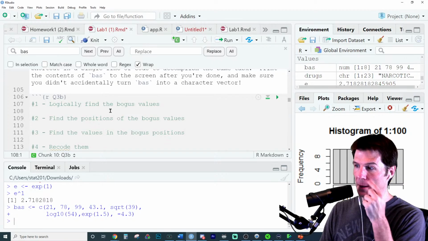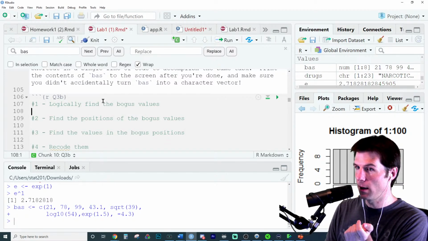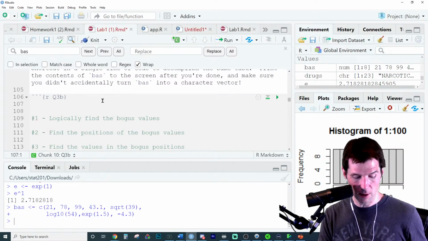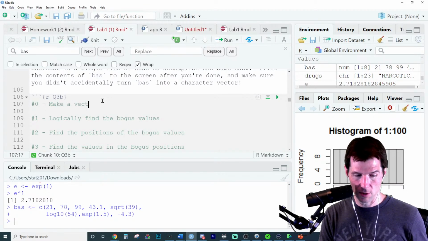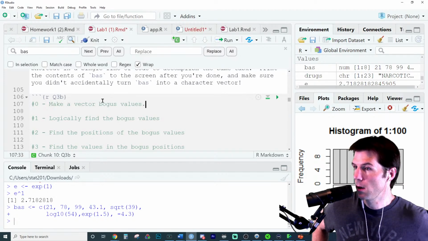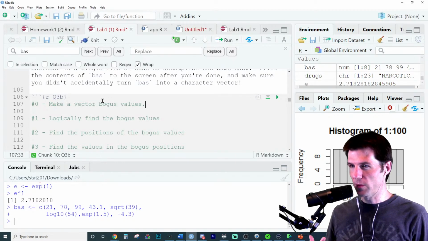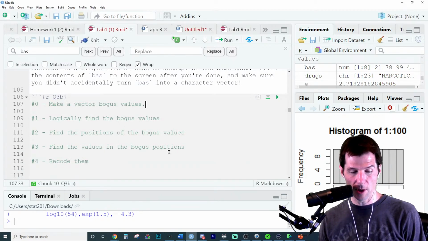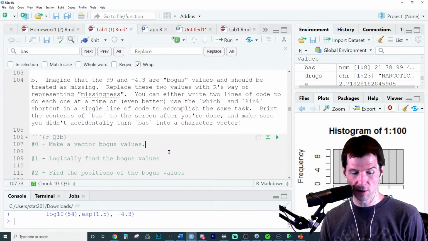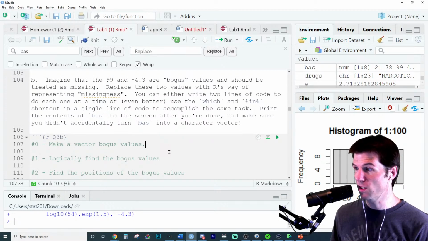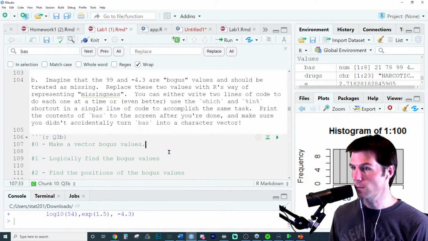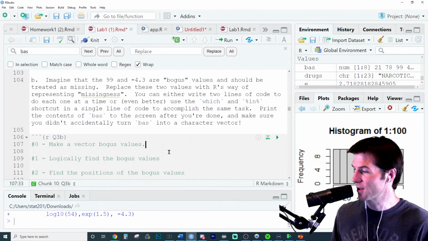So how can we find the bogus values? Like, how can we logically find them? Let's say make a vector of bogus values. Step 0. So what is the vector of bogus values to begin with? I just want a vector of bogus values. Try putting that in the chat. Create a vector of bogus values right here. Breaking things into parts helps.